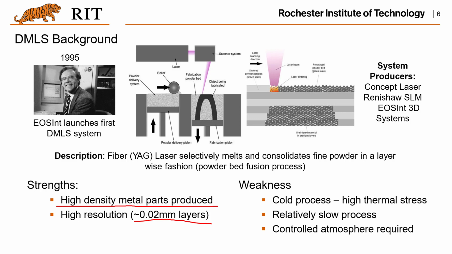But there are many weaknesses as well for this process. First of all, it's a cold process, meaning during the process the powder bed is not heated up. So that introduces a high thermal stress. Also, the building speed is relatively slow. Another thing is the atmosphere needs to be controlled. Usually, we need to have argon or helium gases filled in the building chamber.